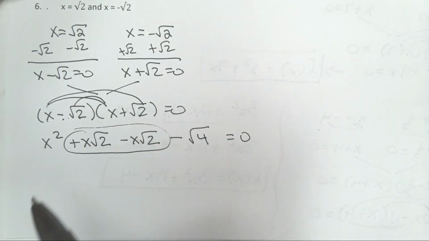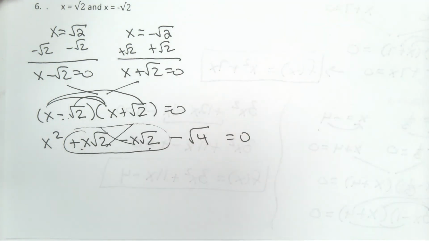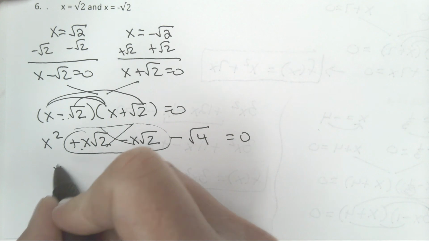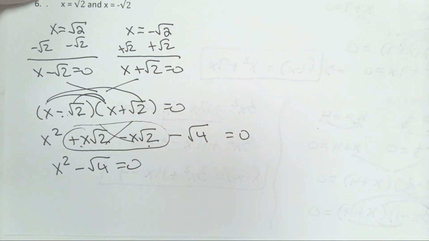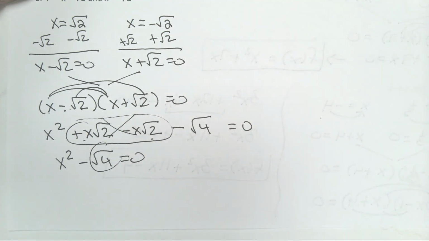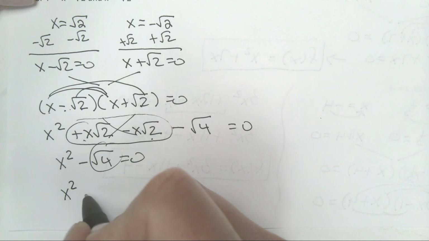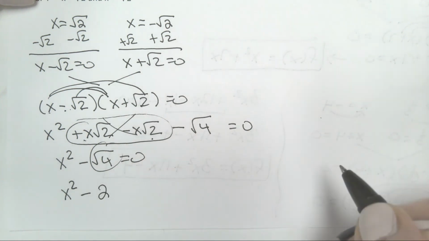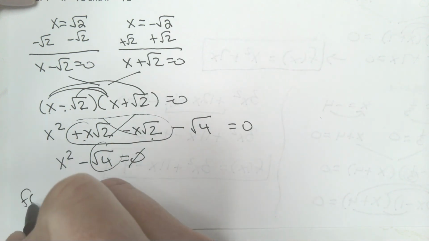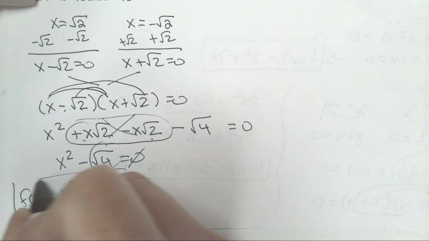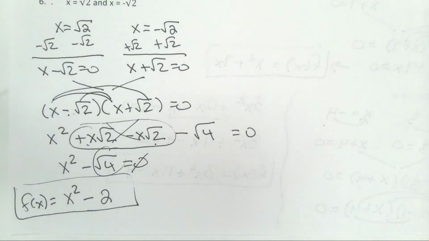These two are like terms. I have a positive and a negative, so they zero each other out. So I have x squared minus radical 4 equals 0. And then finally, I'm going to fix that, and I'm going to take the square root of 4, and I get x squared minus 2, and I'm going to switch out the 0 with an f of x. And that is how you write them when you have radical answers.